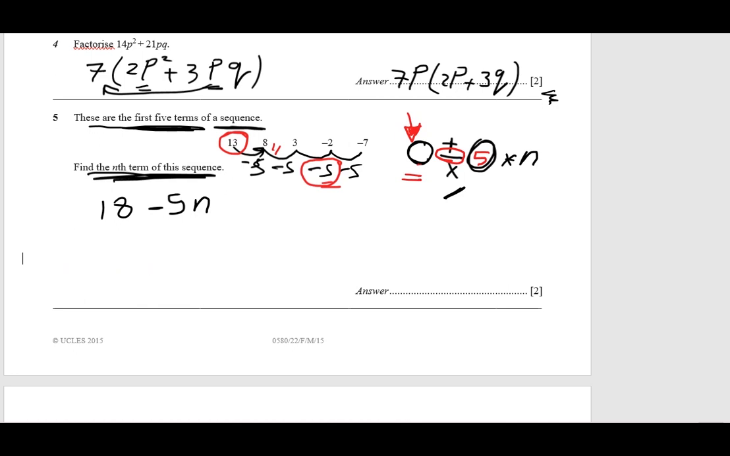Let us draw a table. When n equals 1, the answer is 13, which is right, the first number in the sequence. When n equals 2, it's 8. When n equals 3, it's 3, and so on. So the answer here is 18 minus 5n. This is your answer.